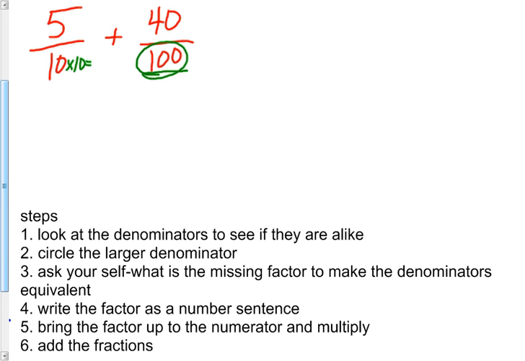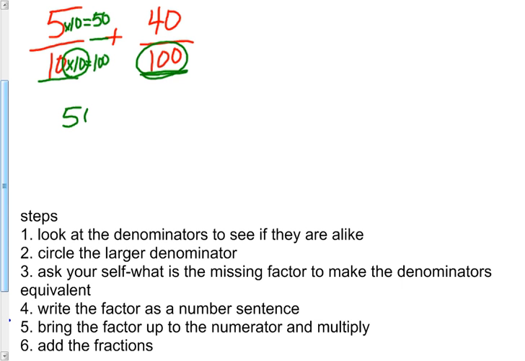Now, step 4 says, write the factor as a number sentence. Well, here it is. 10 times 10 equals 100. Step 5, bring the factor up to the numerator and multiply. My factor is times 10. I'm going to bring that up. 5 times 10 equals 50. So now I have a new fraction that I can work with, 50/100. So I'm going to rewrite that.